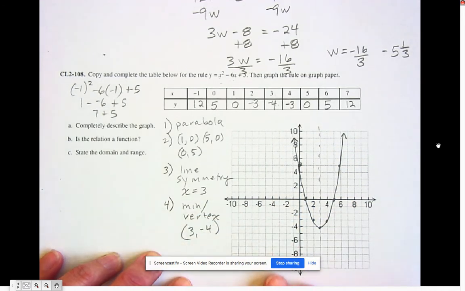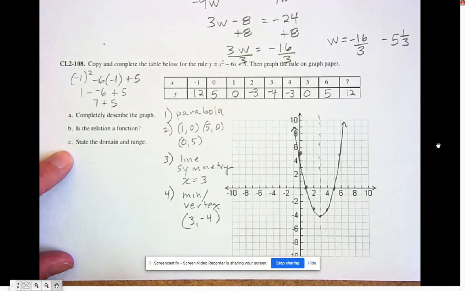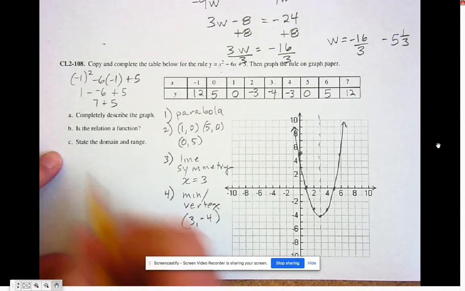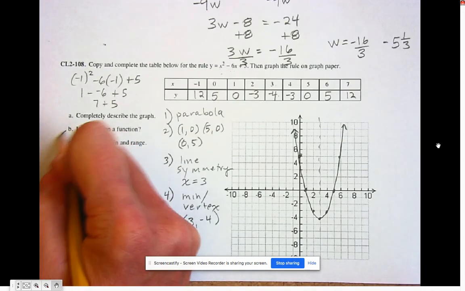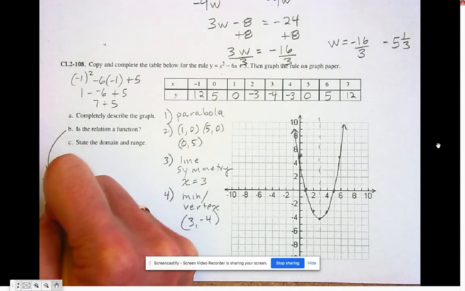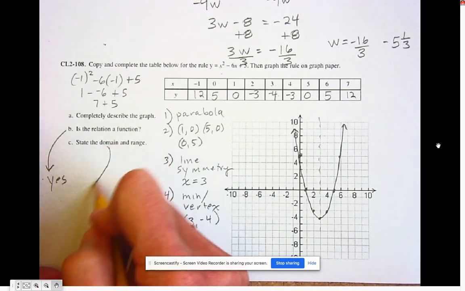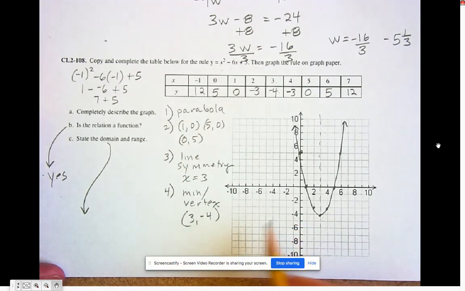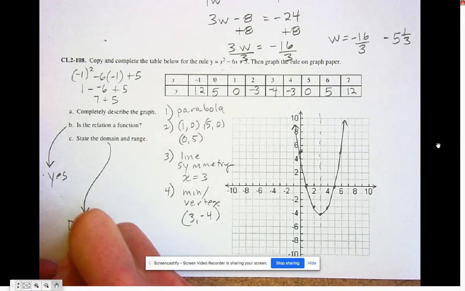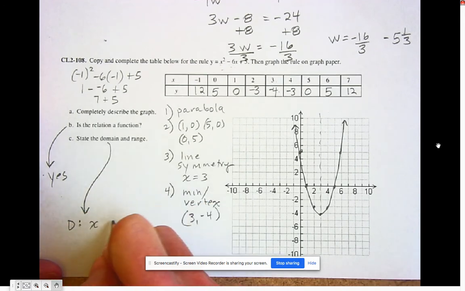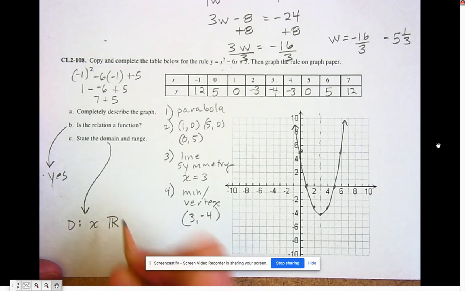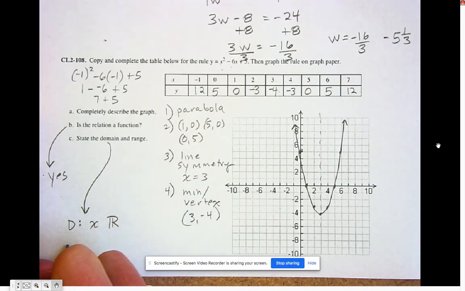Okay, and then I guess the domain and range is the other thing. So I'll just write that up here. Is the relation a function? Yes, it is. I don't have any stack points. Every input has one and only one output. The domain, what can x be? It looks like x can be all real numbers.